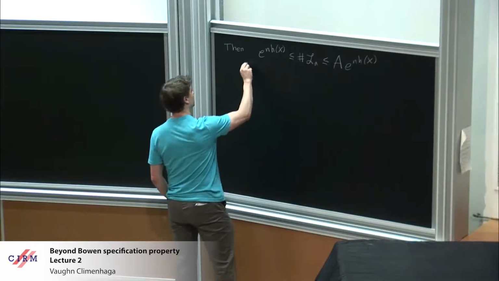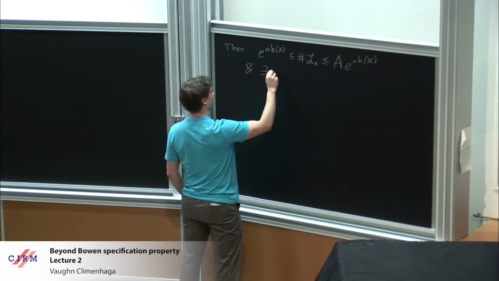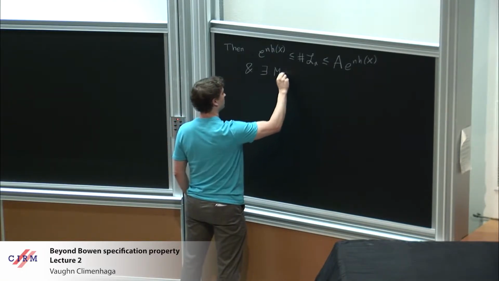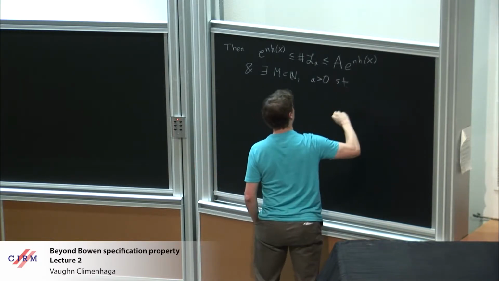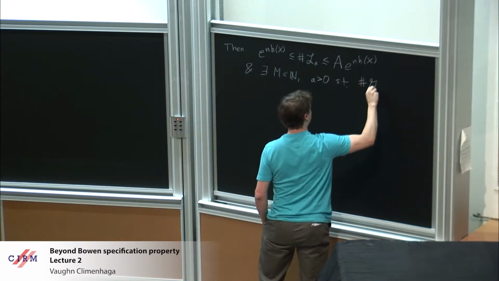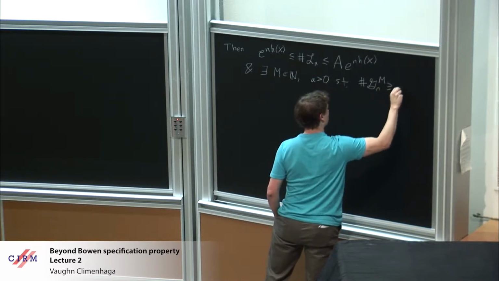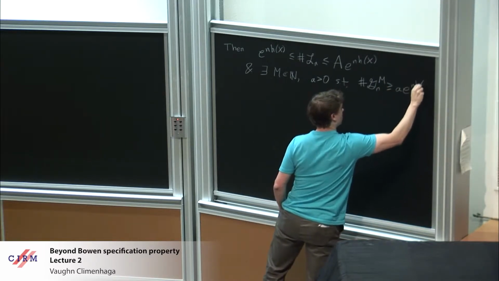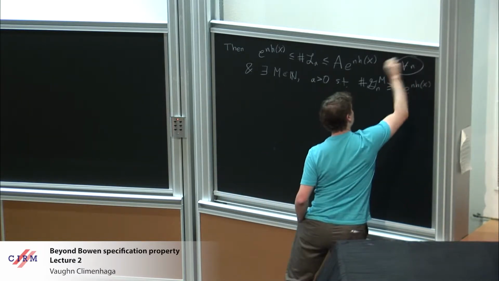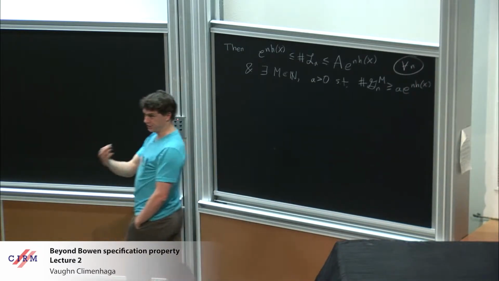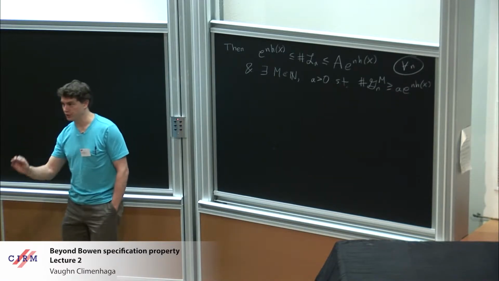And there exists m and little a such that the number of good words is like this. And this then is exactly what you need to prove a version of the Gibbs property.